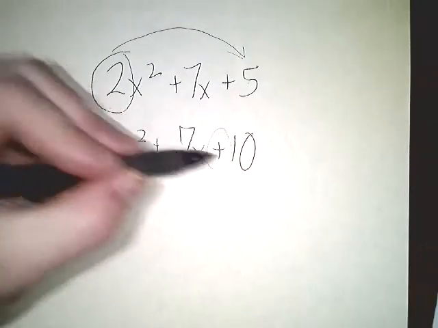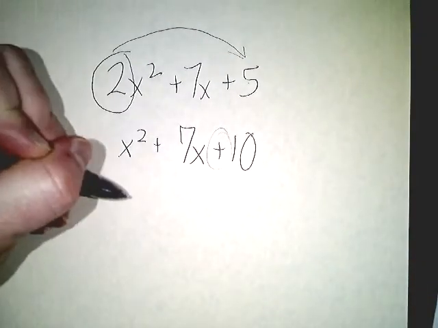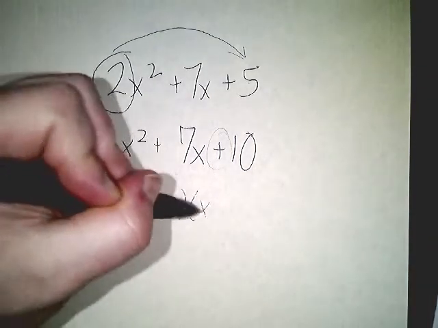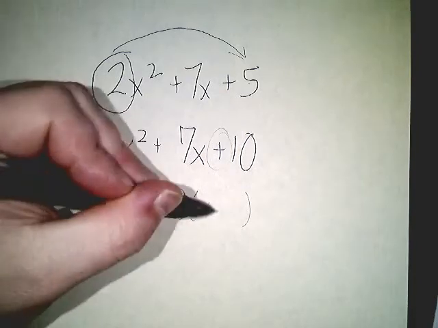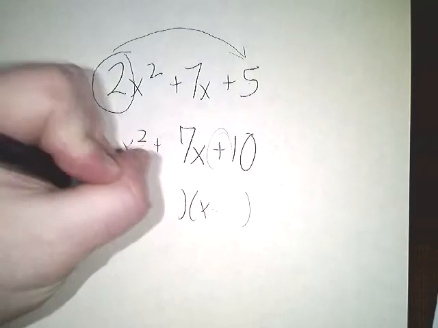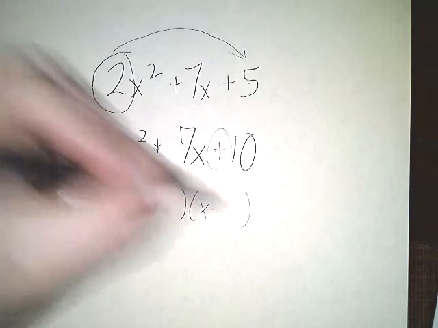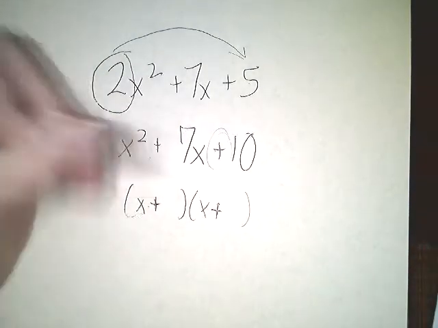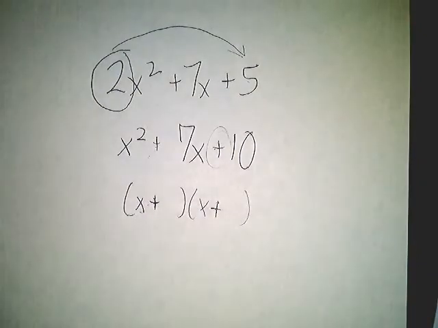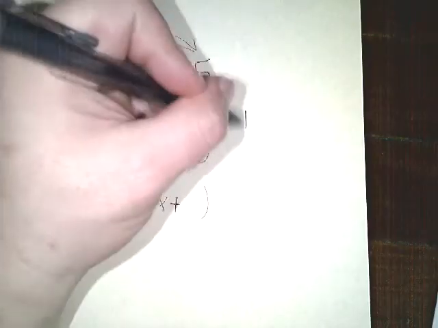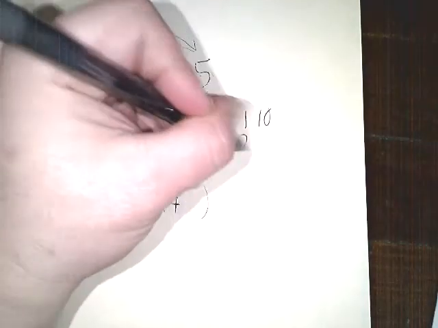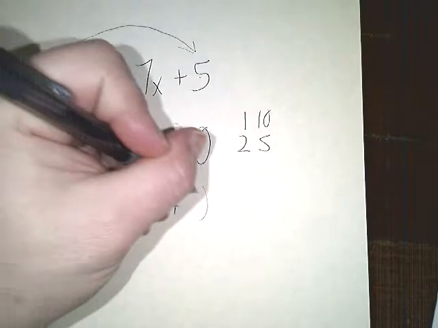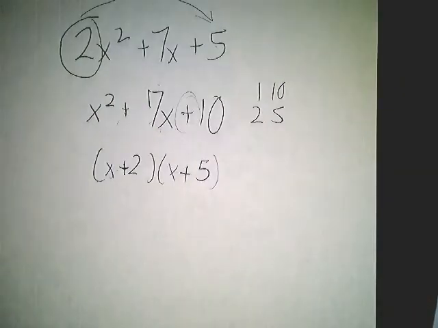And by the way, because this is plus, I know that my answers are both the same at the bottom. I'm going to have x and x. They're either going to be both plus or both minus. This says that they're both plus. If this was minus, they'd both be minus, but in this case, they're both plus. When I have the same sign, I have to add the factors to get to that middle number. Factors of 10 are 1 and 10, and 2 and 5. Well, I can add 2 and 5 and get 7, so I'm going to put 2 here, and I'm going to put 5 here. So that's me factoring out the top.